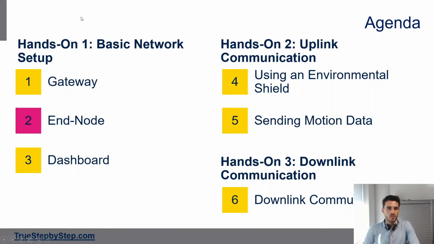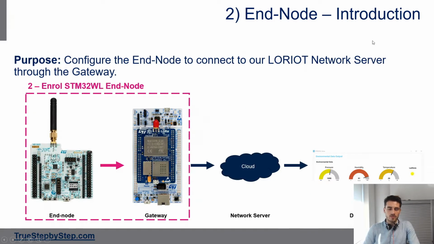We are in hands-on 1, which is the basic network setup, and we are in part 2, which is the end node. This is the network we're trying to set up, and the purpose of this video is to configure the end node to connect to our LORIOT Network Server through the gateway. So it's this connection here. You remember that the gateway is then gonna forward the data that the end node sends to the network server. So it will make sense, but basically we're focusing on this part.